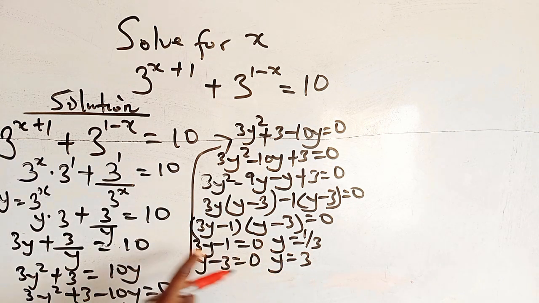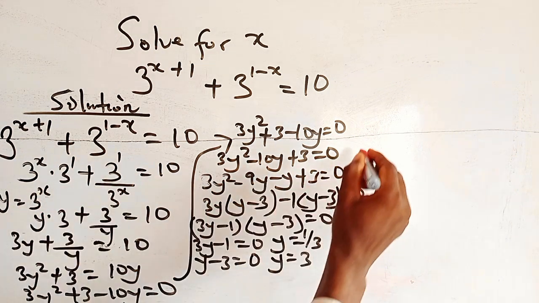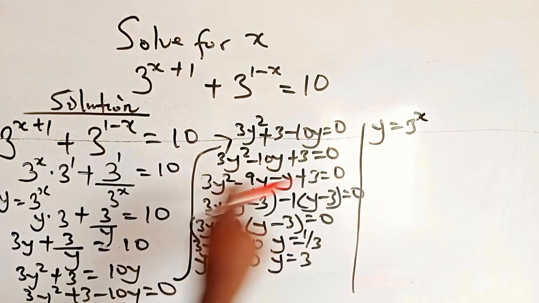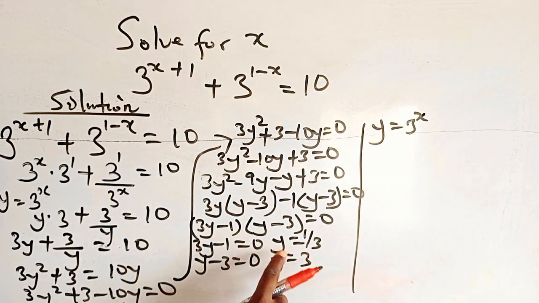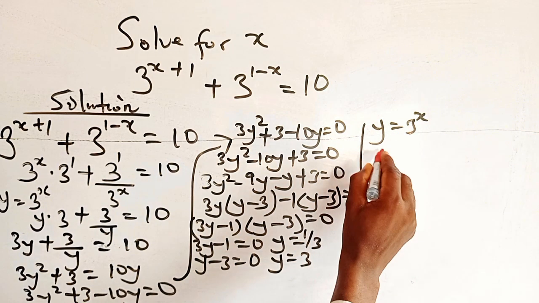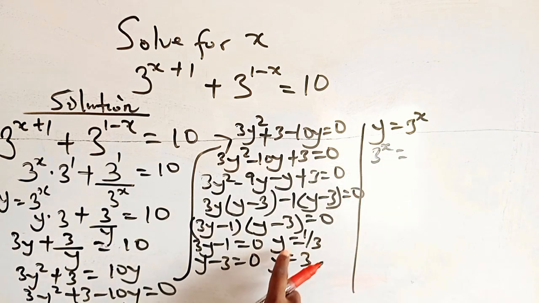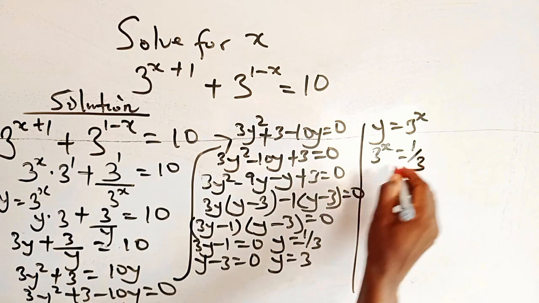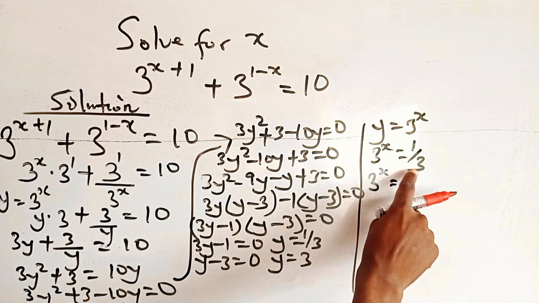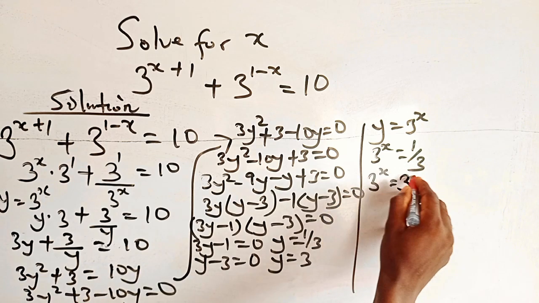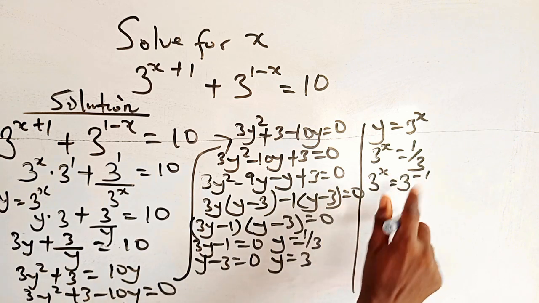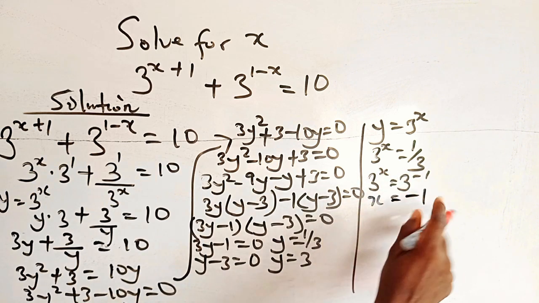When we come back here, the value of y equals 3 raised to the power x. Y is representing 1 over 3 at this point, so we can write 3 raised to the power x equals 1 over 3. We can write this as 3 raised to the power minus 1. We have the same base, so we can equate the exponents. We have x equals minus 1.